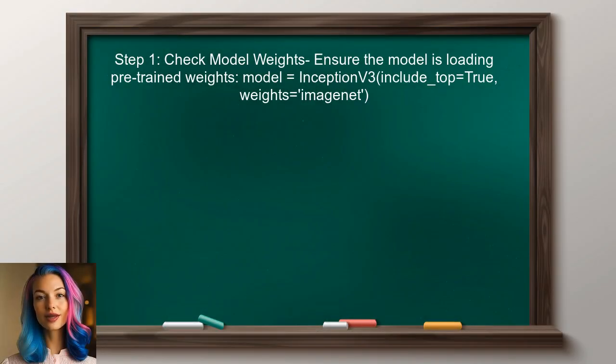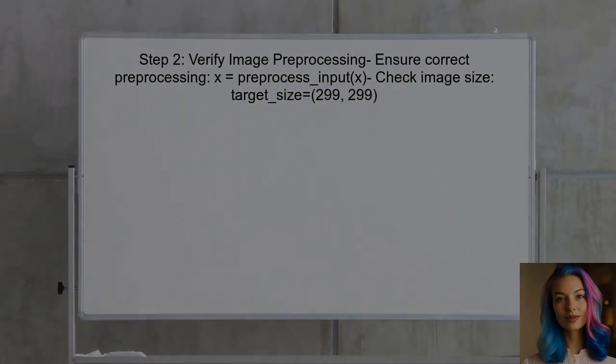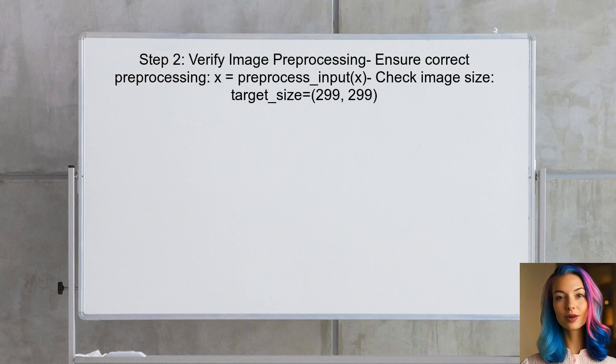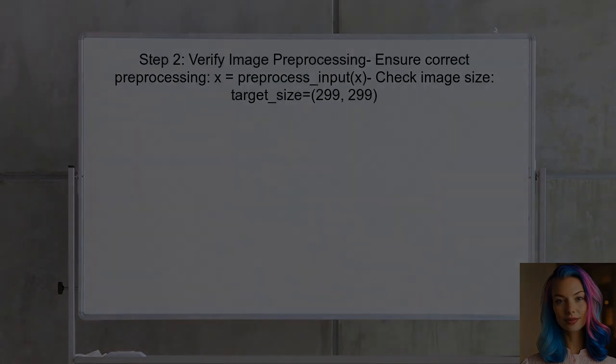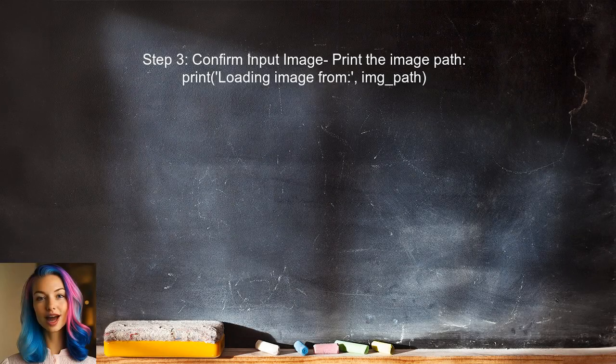To address the issue with the Inception-V3 model predictions, the user should first ensure that the model is correctly loading the pre-trained weights. This can be done by checking the weights parameter in the model instantiation. Next, the user should verify that the input image is being pre-processed correctly. The Inception-V3 model requires specific pre-processing steps to ensure the input data is in the right format. Additionally, the user should confirm that the input image is indeed the one they intend to classify. They can do this by printing the image path before loading it.